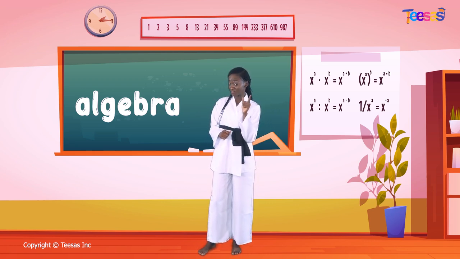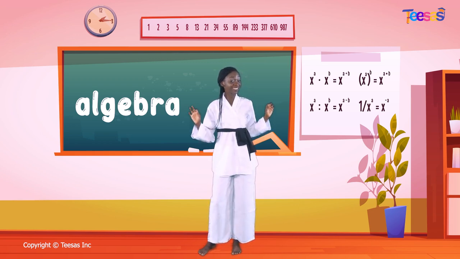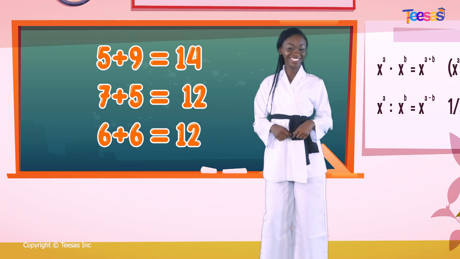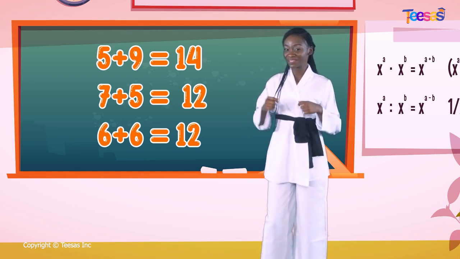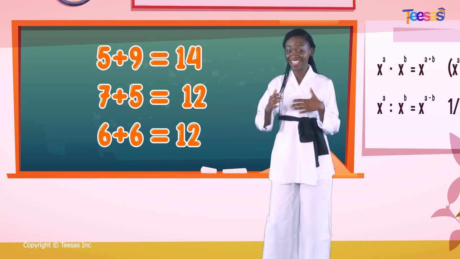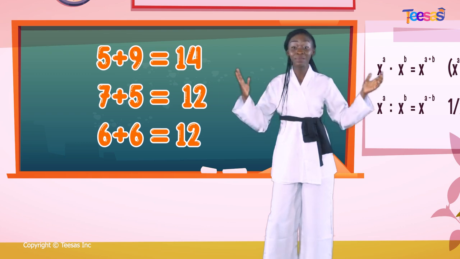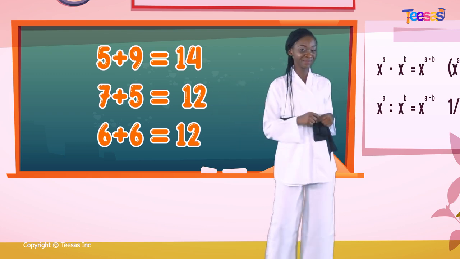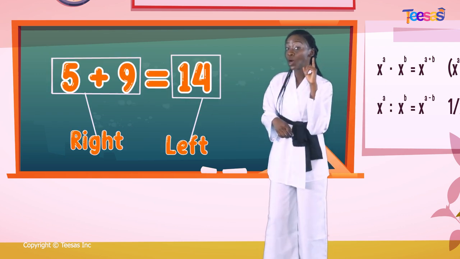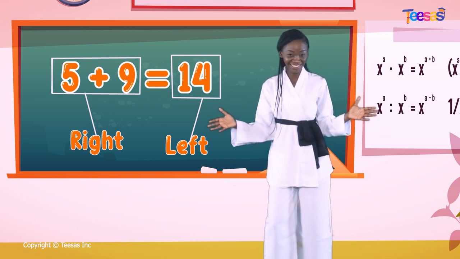I hope you remember that an equation says two mathematical expressions are equal. Check out these examples. 5 plus 9 equals 14. 7 plus 5 is 12. And 6 plus 6 is also 12. Simply put, what is on the left side is equal to what is on the right side.